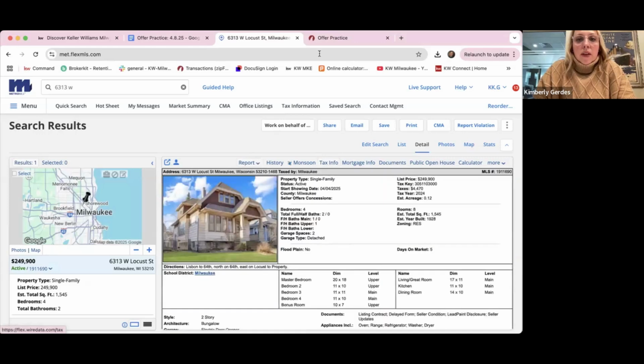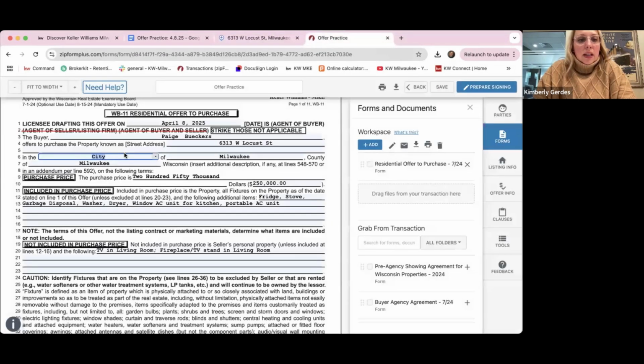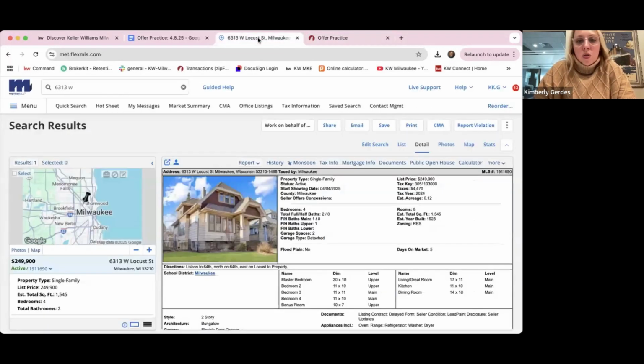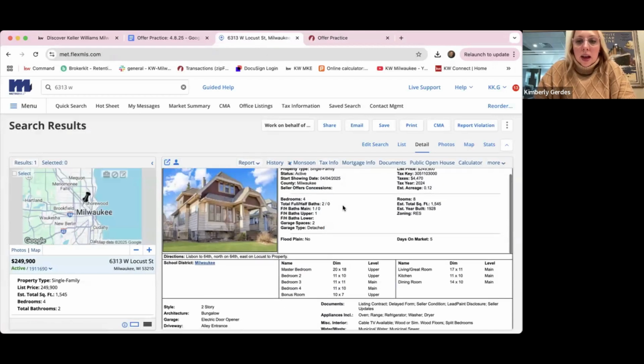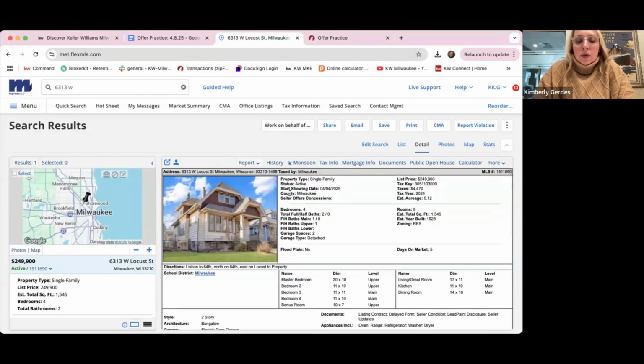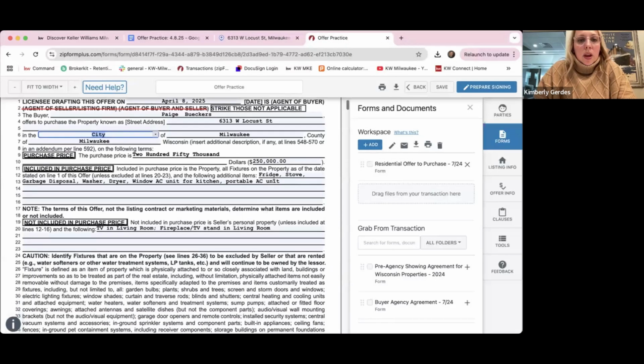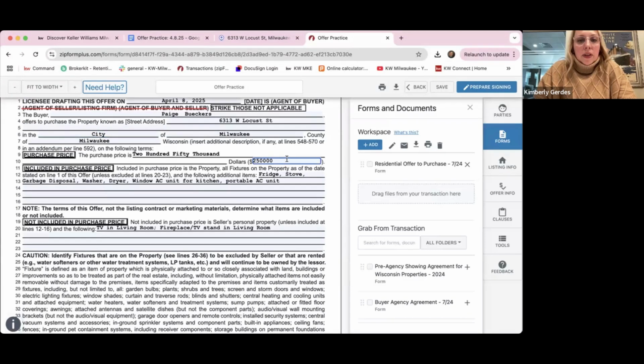Now, another thing that you have to put right up in that section, again, it's in the city of Milwaukee, county of Milwaukee. If you aren't sure what county the home falls in, also go back to MLS, and it is right there towards the top, county Milwaukee. Our purchase price is $250,000, or our offer price, so I've just put that number in line 10.